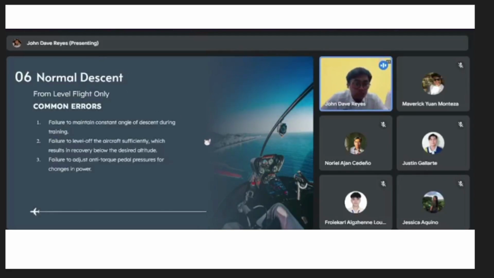So the first one is the failure to maintain a constant angle of descent during training. The second one is the failure to level off the aircraft sufficiently, which results in recovery below the desired altitude. And lastly, failure to adjust anti-torque pedal pressures for changes in power.